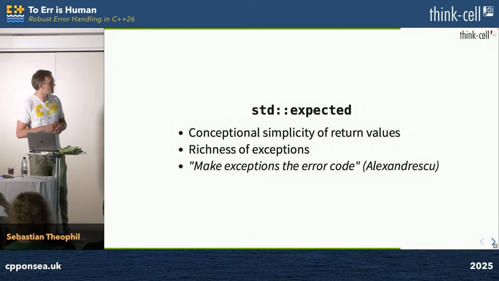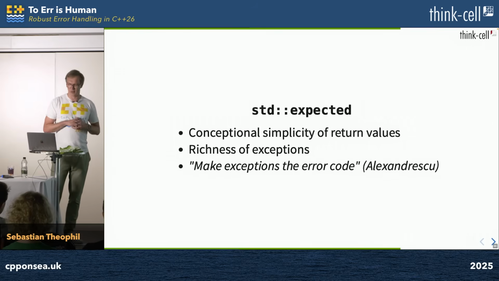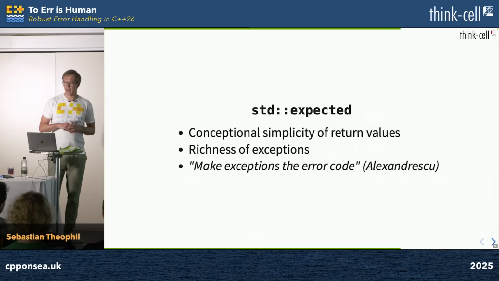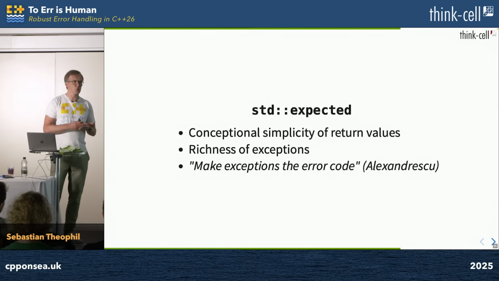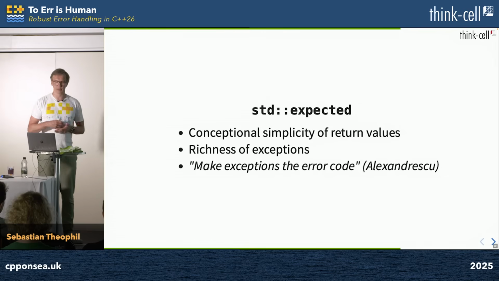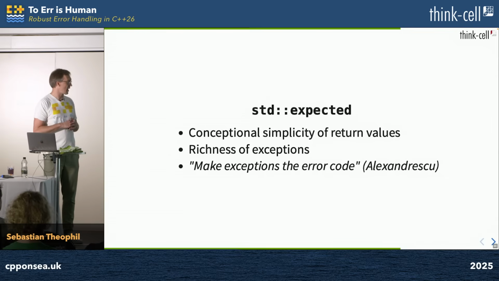So his idea is, and I quote, we can make exceptions the error code to combine the two. And then we could have multiple errors in flight at the same time. We can store them, we can throw them later, we can transport them across threads, we can collect them, group them, transform them, etc. So that would also be more flexible than actual exceptions.